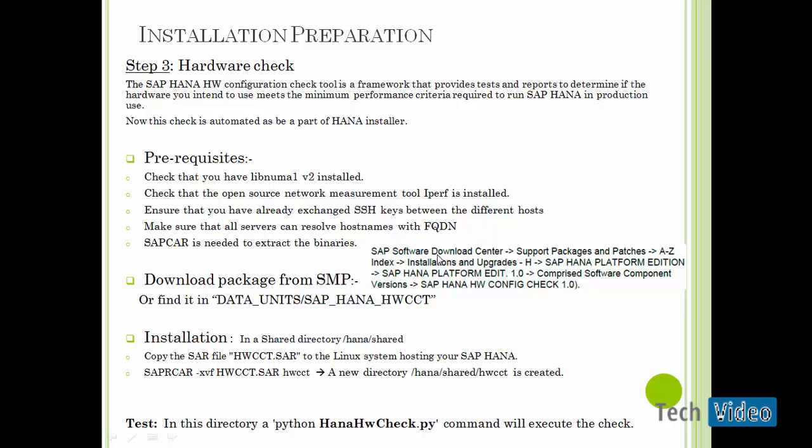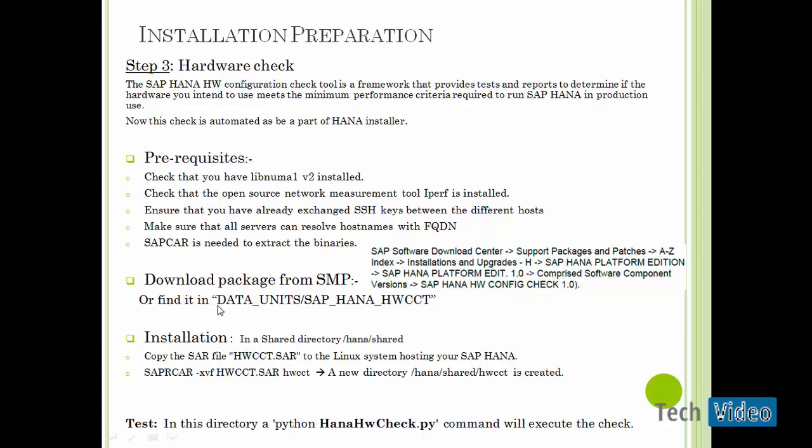You should go to download center in service marketplace, choose support packages and patches, go to index H under installation and upgrades, choose the platform edition of HANA, and go for compliant software component versions, and there you have an option to choose SAP HANA hardware config check. Under that you will find the SAR file, or the other option is that the software installation package for HANA platform edition that we download can also provide this hardware check tool SAR file.